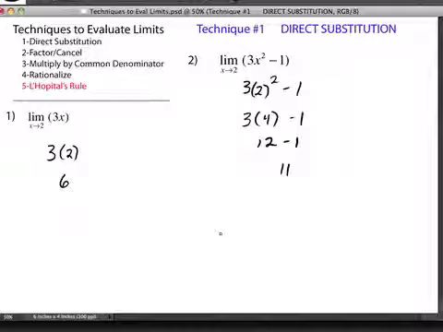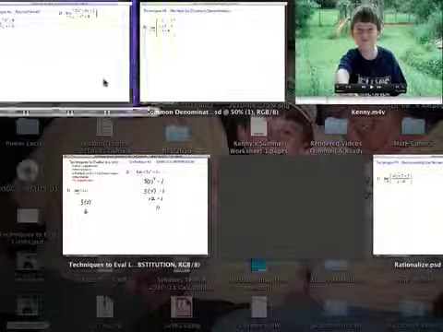If you can't do direct substitution, you need to try some of these other techniques. The second one we're going to do is factor cancel. You can do that with rational functions that involve polynomials. The third way is going to be multiplying by a common denominator and rationalizing. And L'Hopital's rule is a very useful technique. However, it involves derivatives, and we'll get to that after the chapter. So we're going to move to factor cancel.